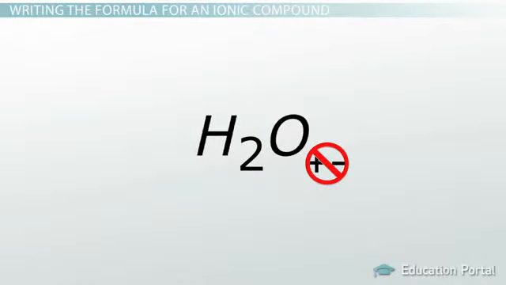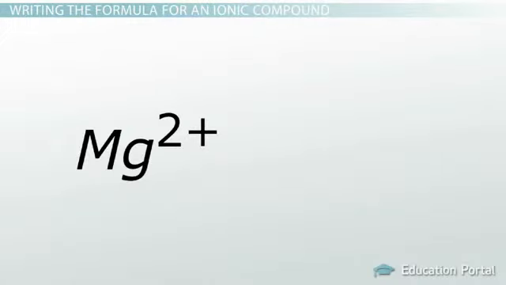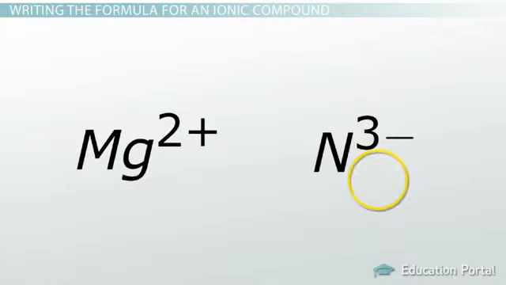Let's look at an example of using this general rule to write the formula of an ionic compound called magnesium nitride. The charge of the magnesium cation is positive 2, and the charge of the anion nitrogen is negative 3. To write the formula for this ionic compound, the general rule states that the subscript of the anion will be the charge of the cation. The charge of the cation magnesium is positive 2, so the subscript of the nitrogen anion is 2.